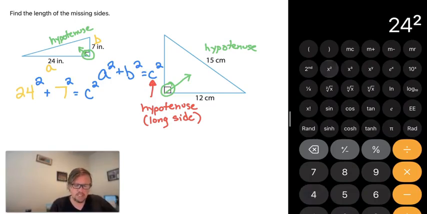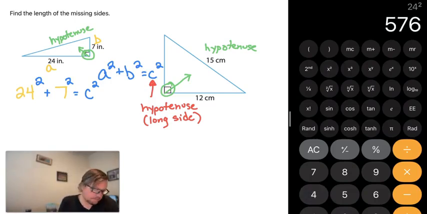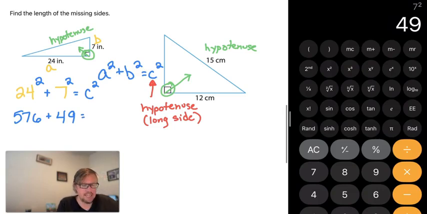So 24 squared is going to give us 576. You should know 7 squared already from memorizing your multiplication tables, but in case you don't, use a calculator until you've got it memorized. 7 squared is 49. And when we add those two things together, 576 plus 49, we should get 625.